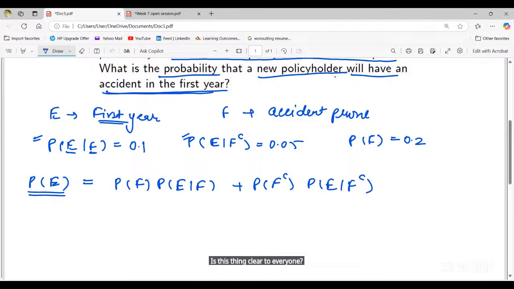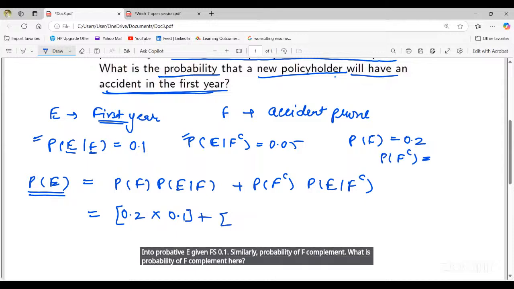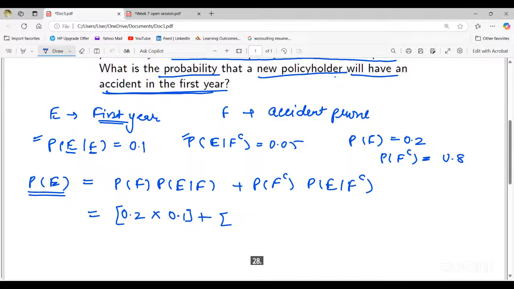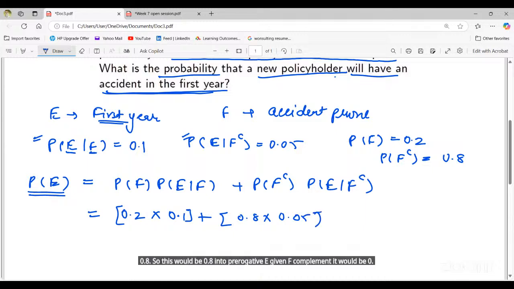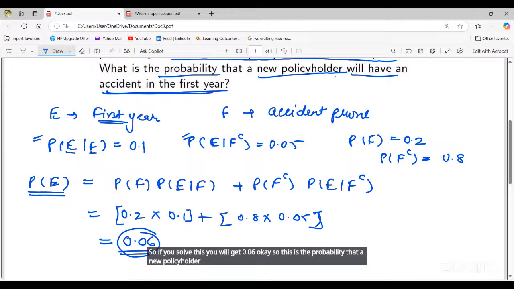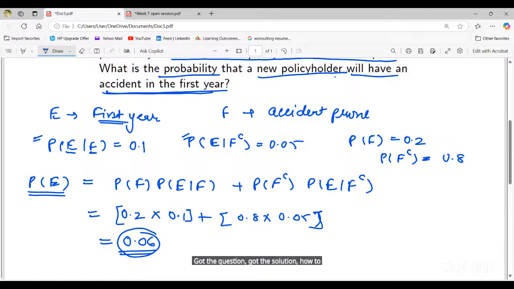Now, the probability of F is 0.2 into the probability of E given F, which is 0.1. Similarly, what is the probability of F complement here? 0.8. So this would be 0.8 into the probability of E given F complement, which is 0.05. If you solve this, you will get 0.06. So this is the probability that a new policy holder will have an accident in the first year. Got the question? Got the solution? How to calculate it?